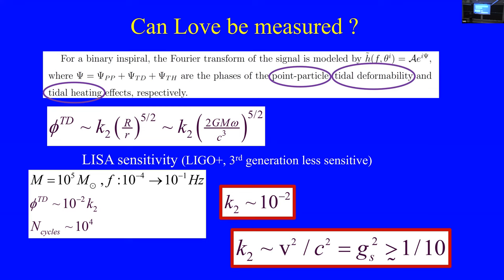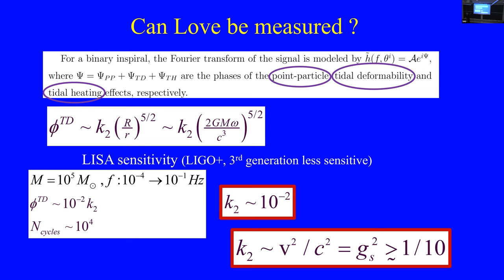And you see, this is something like 10,000 cycles that they can follow. These are reasonable numbers, accepted as a sort of benchmark numbers when discussing that. And I'm taking some decay of the order of 1 over 100 or 1 over 10. And you see that in this case, what they measure best is the phase of the waveform of the emitted gravitational wave. That's what they're most sensitive to.